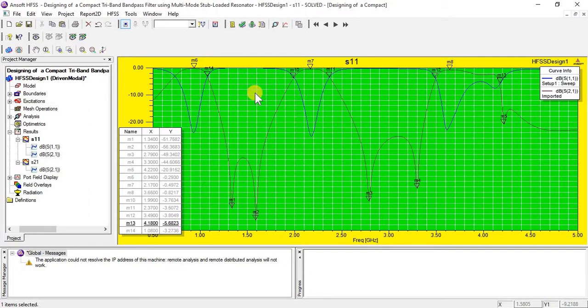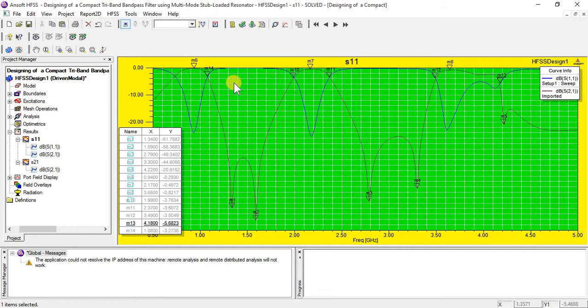And similarly, I will make a tutorial on how to shift these passbands. If I want to shift this passband from this position, which is almost at 2.2 GHz, to 1.9 gigahertz, I can shift it without affecting the position of the other two passbands. Similarly, I can shift the third passband and the first passband. We will discuss this in coming tutorials.